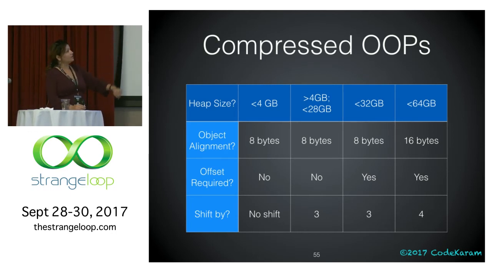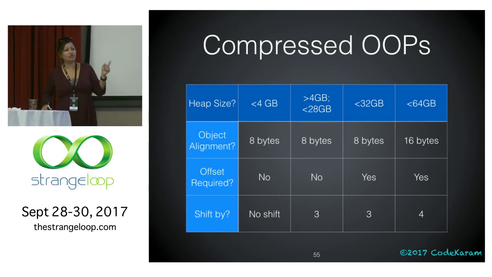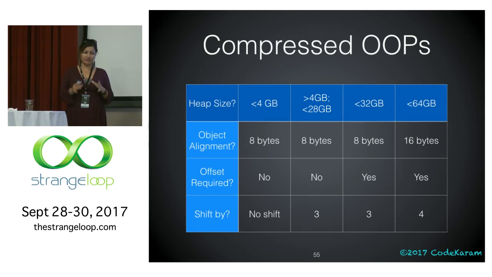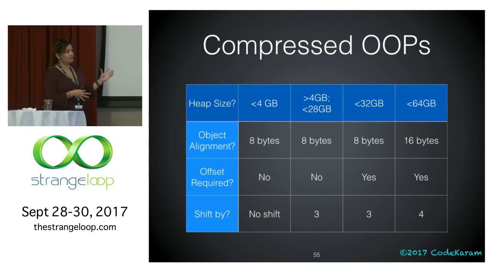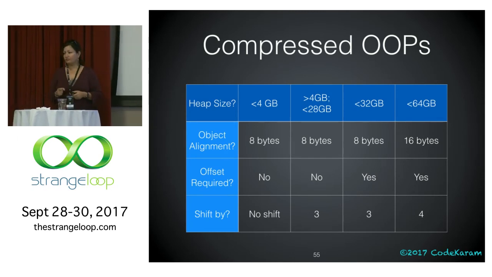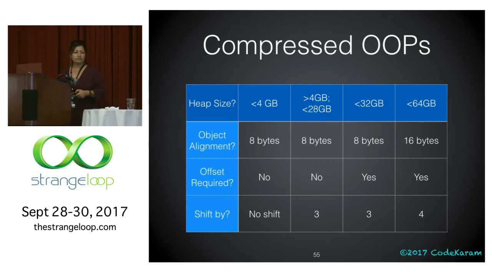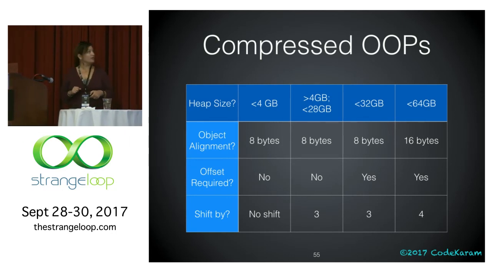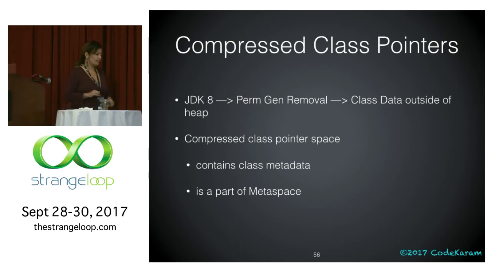Less than 64 on Java 8, the alignment will change, so it may get very expensive because you're wasting space. Please go ahead and experiment and figure out if that's affecting you in a bad way. Okay? So with compressed oops in Java 8, you also get something called compressed class pointers.